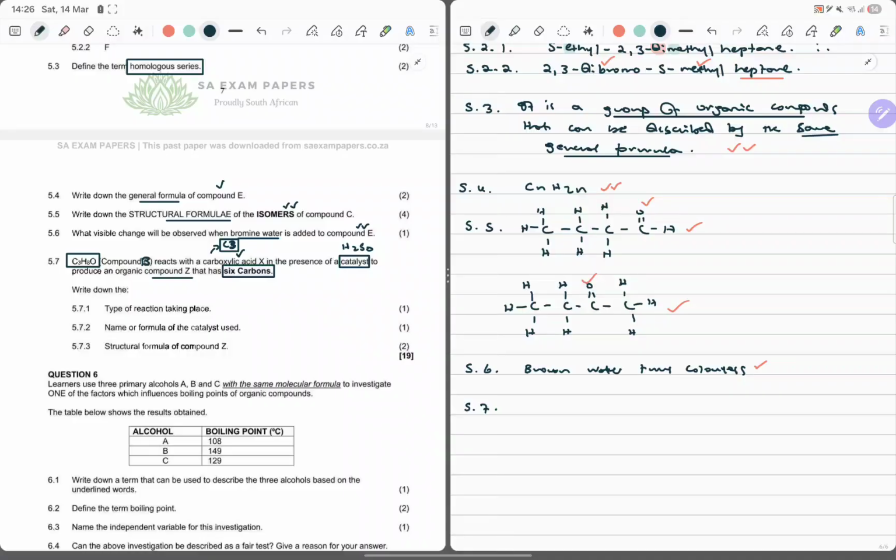So these are some of the pieces of information that I just brought to your attention. And please, folks, make sure you are aware of what they imply. Write down the type of reaction taking place. Obviously, this is a condensation reaction.